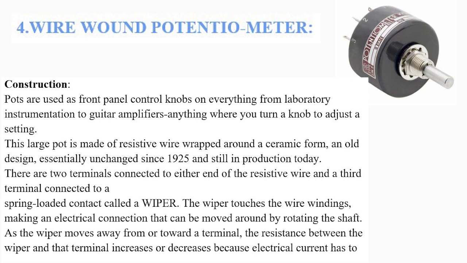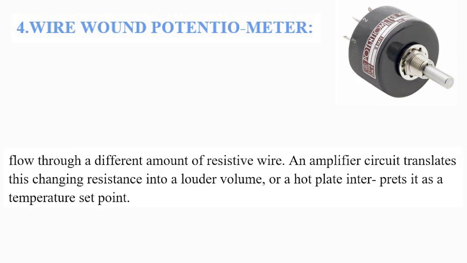There are two terminals connected to either end of the resistive wire and a third terminal connected to a spring-loaded contact called the wiper. The wiper touches the wire windings, making an electrical connection that can be moved by rotating the shaft. As the wiper moves away from or towards a terminal, the resistance between the wiper and the terminal increases or decreases because the electrical current has to flow through a different amount of resistive wire. An amplifier circuit translates the changing resistance into louder volume, or a hot plate interprets it as a temperature set point.